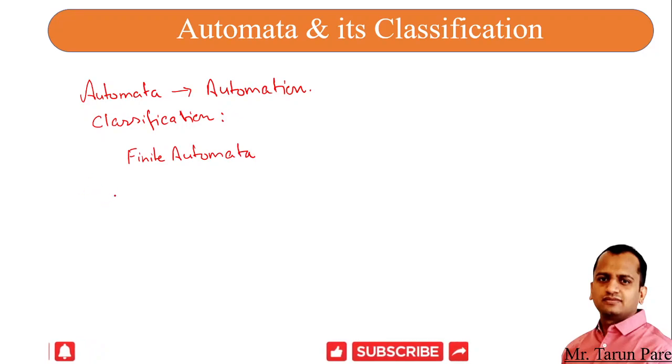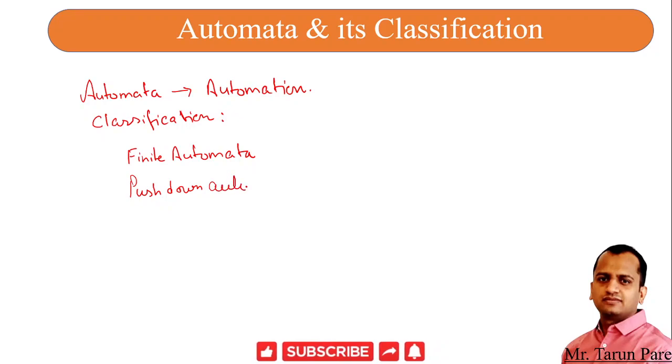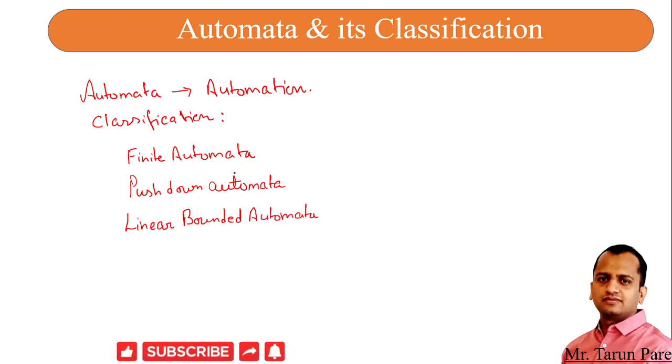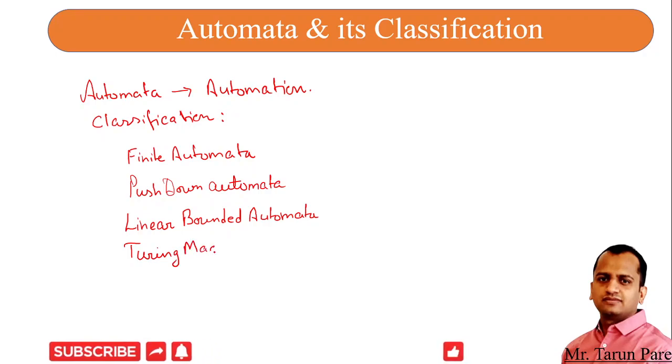Second is push down automata. Third is linear bounded automata. And fourth is Turing machine. So these are the classifications of automata.